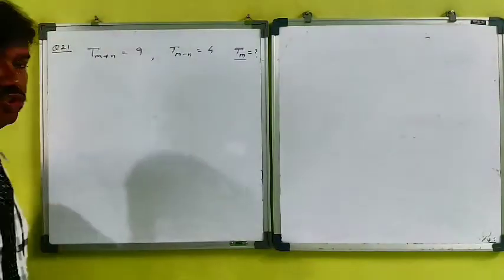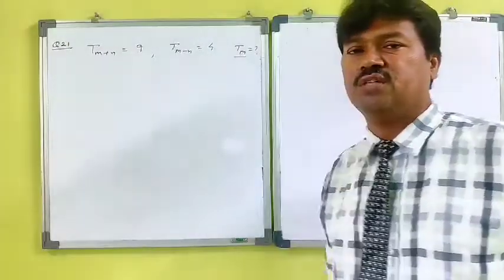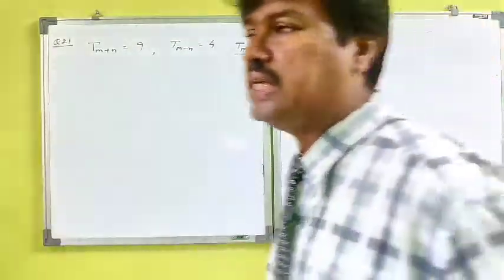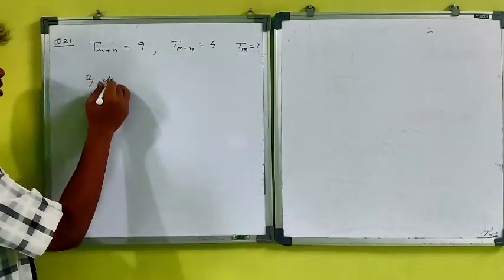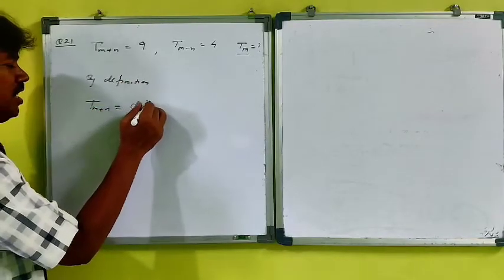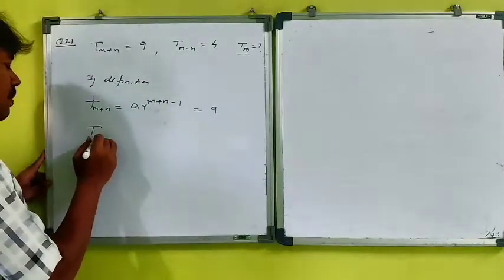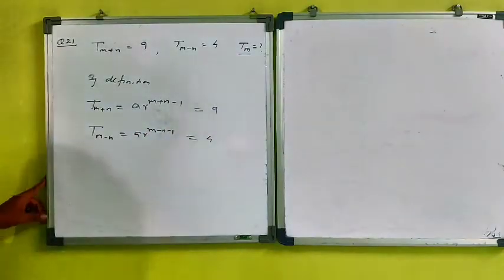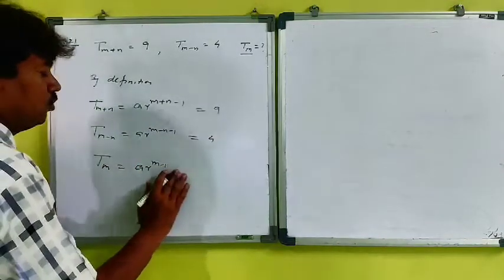Yes, so the next question, question number 21. It is given that the (m+n)th term of a geometric progression is 9, the (m-n)th term of the GP is 4. Then what is Tm? That's the question here. So by definition, Tm+n is AR^(m+n-1), that is given as 9. Tm-n is AR^(m-n-1), this is equal to 4, and Tm is equal to AR^(m-1). So we don't know what is the value of this.